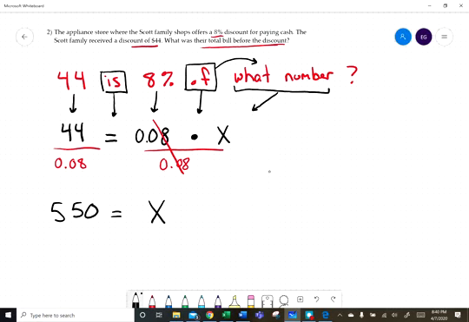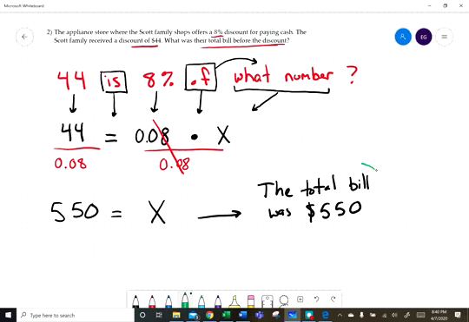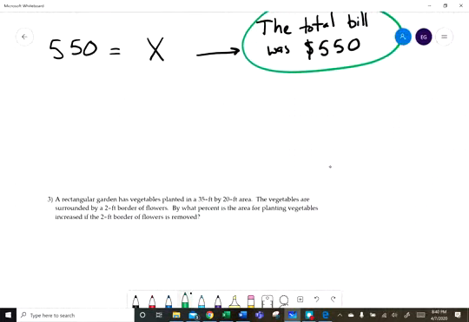So from this, we know the total bill was $550. It's always good to state your solution in the form of a sentence. Okay, so that does it for number 2. Now let's move on to number 3. Number 3 is a little bit more visual than the first couple of problems.